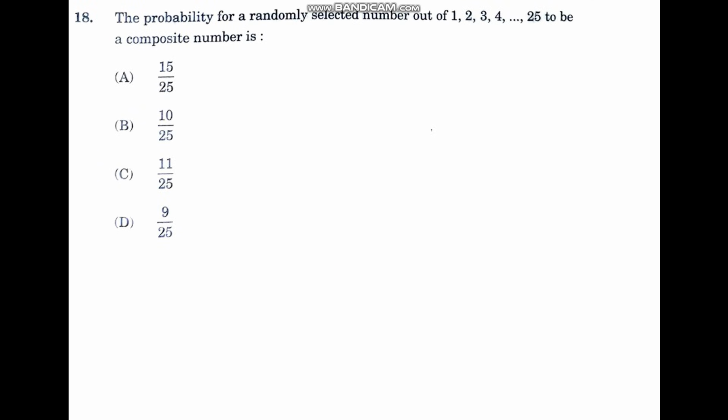Here you can see that the probability for a randomly selected number out of 1, 2, 3, 4, 5 up to 25.